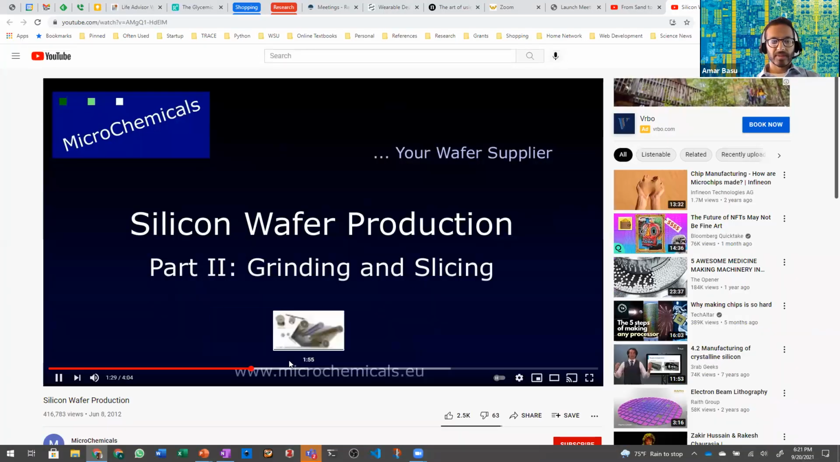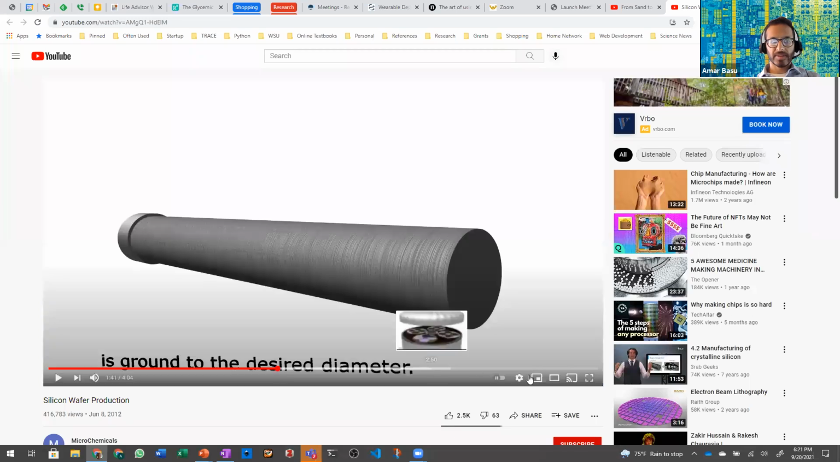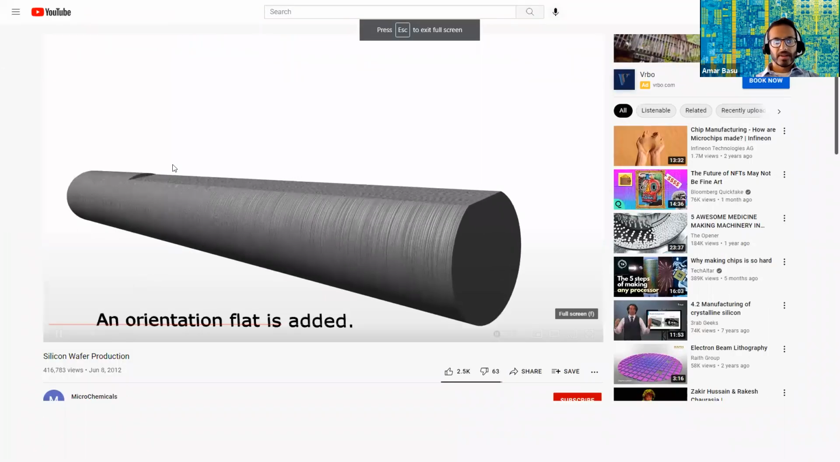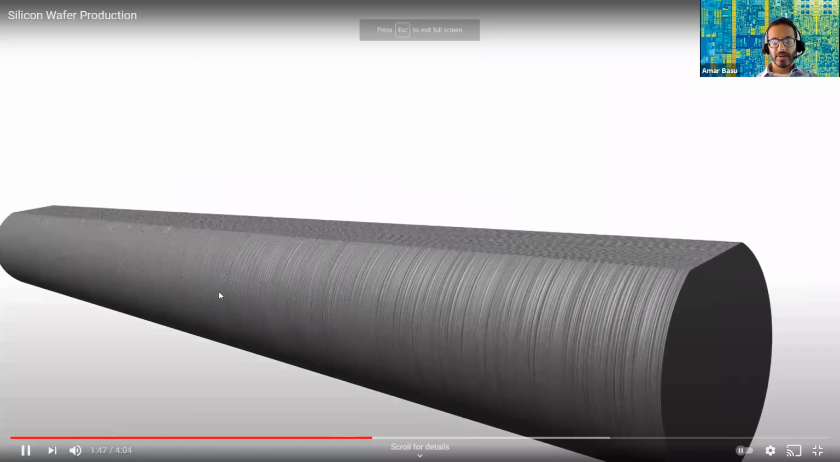I guess I'll just touch on this. Why not? They cut something called an orientation flat. We'll talk about that in a second.